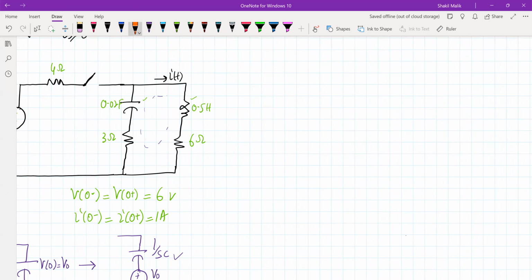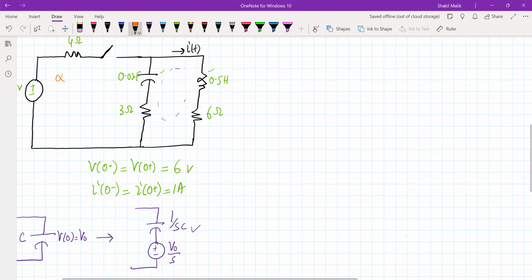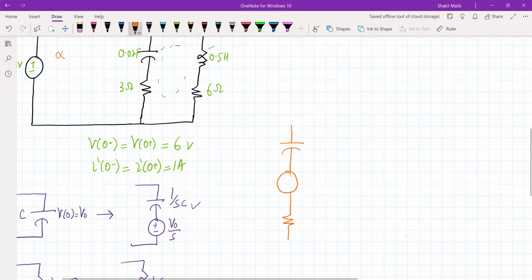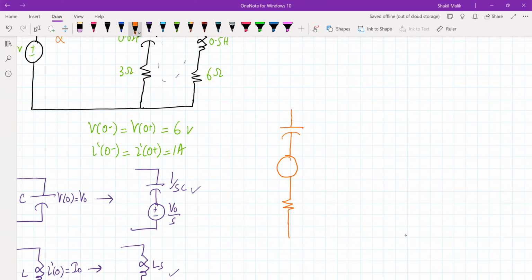So drawing the equivalent model here. Since there is no effect of this part, we'll not draw it, and we'll remove this part. So we have a capacitor in series with a voltage source. Then there is a resistor, that 3 ohm resistor. And then we have an inductor, which we will replace by an impedance in series with a voltage source. Then there is the 6 ohm resistor here.